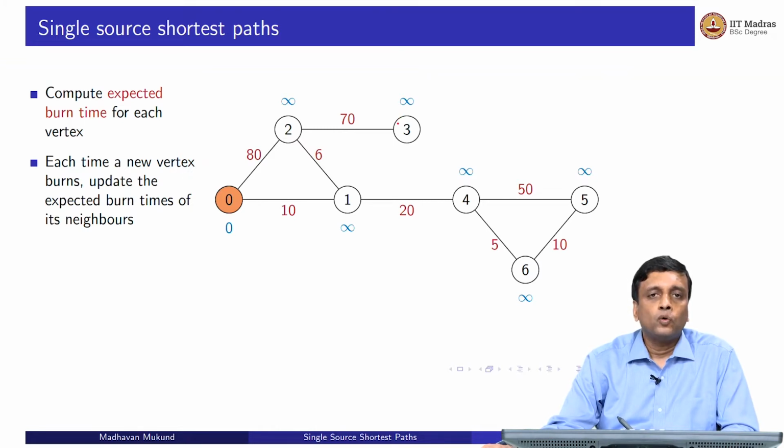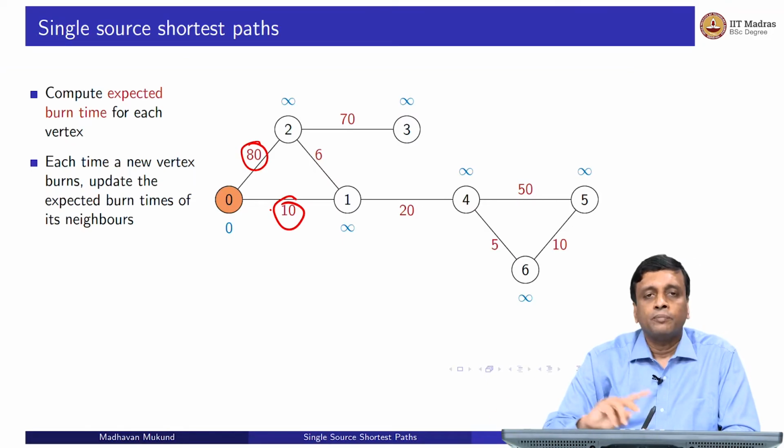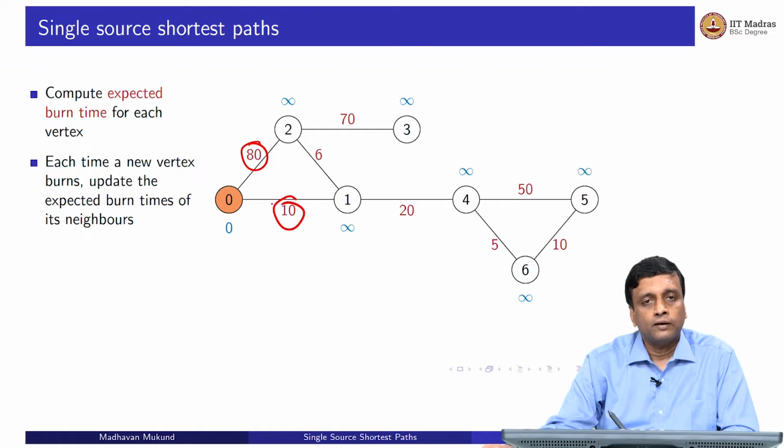But once we know when vertex 0 burns, we can look at its outgoing edges, right? And from these outgoing edges, we have a better estimate of when its neighbors will burn. So I know now that vertex 1 will burn not later than 10 and vertex 2 will burn not later than 80. So I can update their times from infinity to 10 and 80.